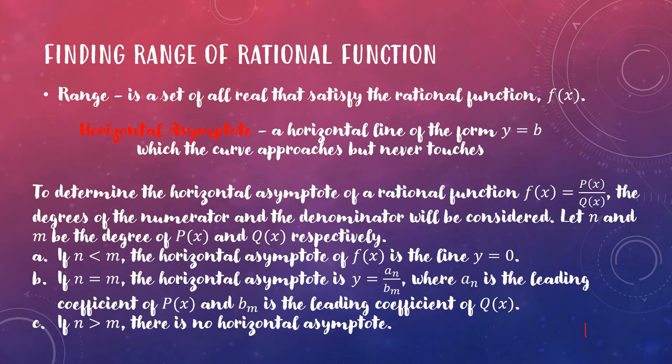Okay? Next, we have if n is greater than m, meaning the exponent or the degree of our numerator is greater than the denominator, then there is no horizontal asymptote. Wala siya horizontal asymptote. But we'll focus more on rational functions which has horizontal and vertical asymptotes. Okay?